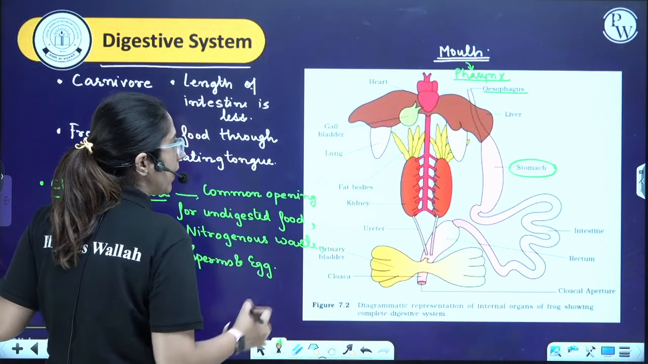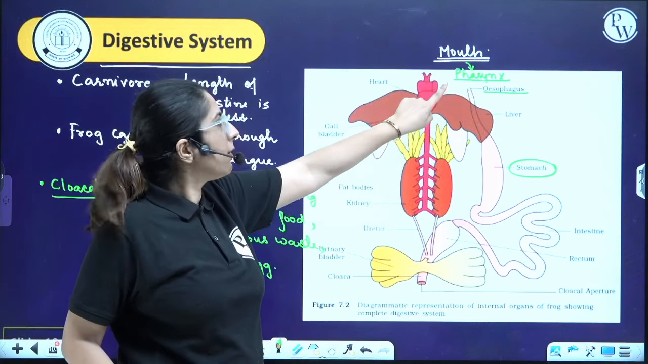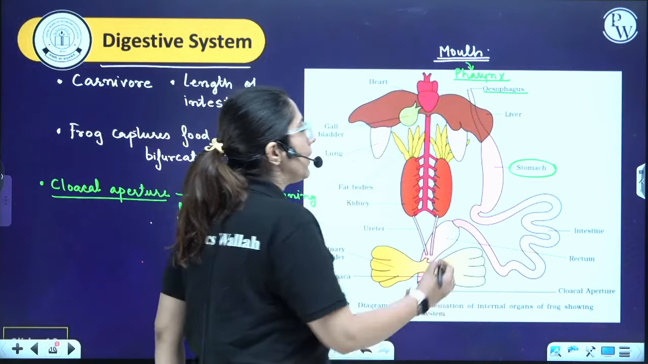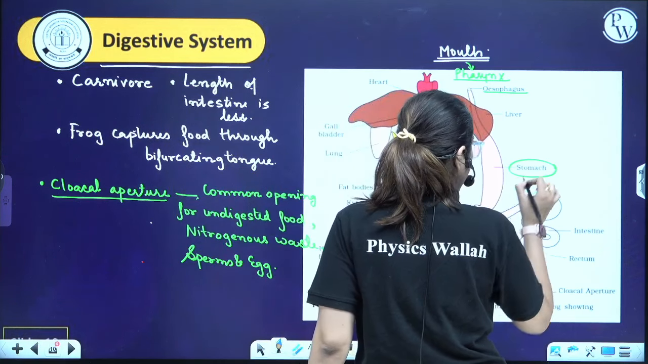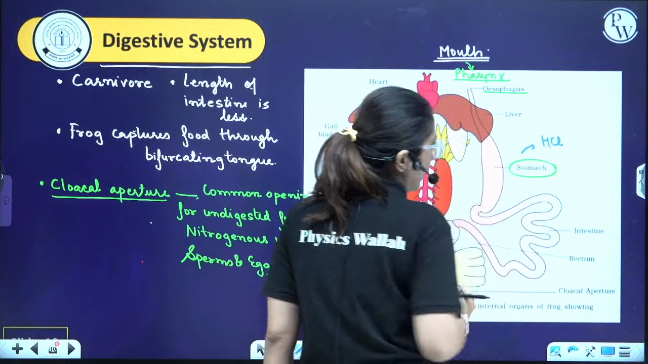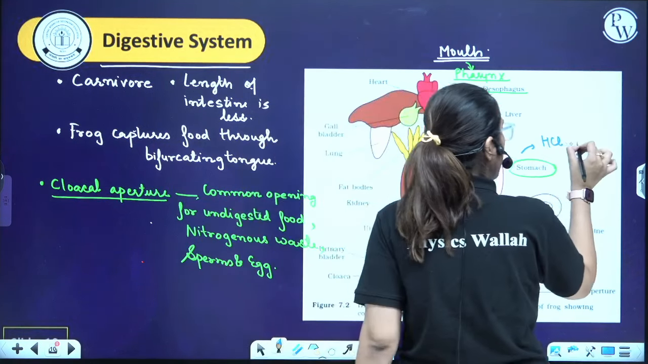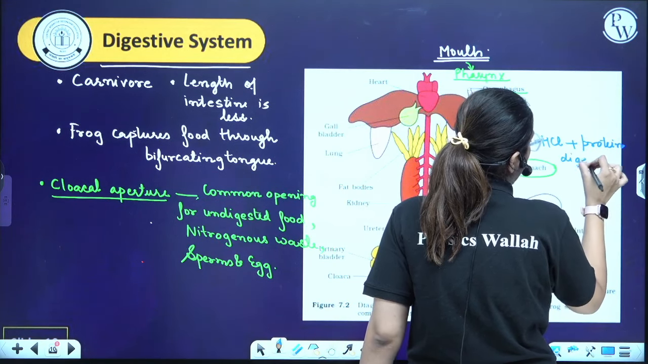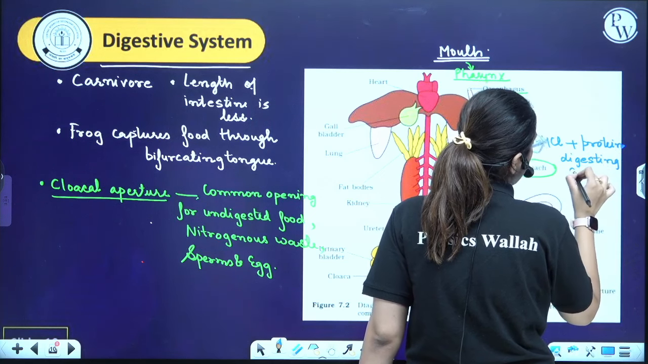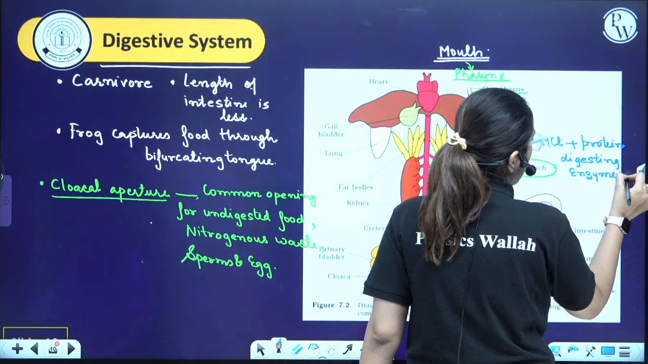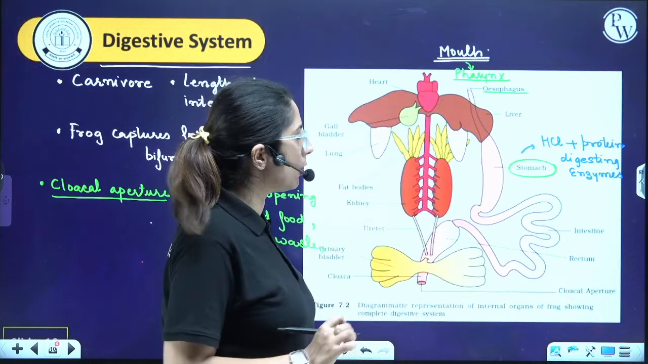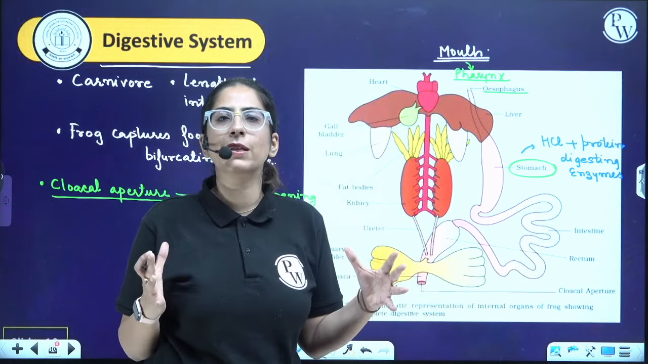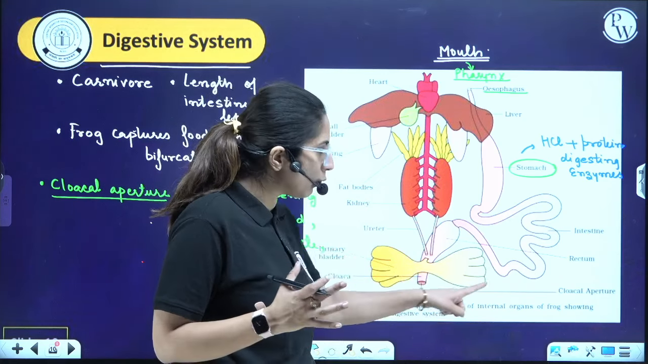Now listen very carefully. The frog will eat through the mouth. Food will enter the pharynx, then the esophagus, then the stomach. In the stomach, like ours, they have HCl. Along with the HCl, the protein-digesting enzyme is present. Both are present. Then food will enter the intestine. From the intestine, the food will enter a structure where it will be stored, that is the rectum, undigested. And it will come out through the cloacal aperture.